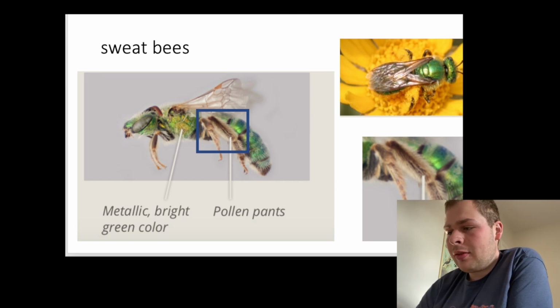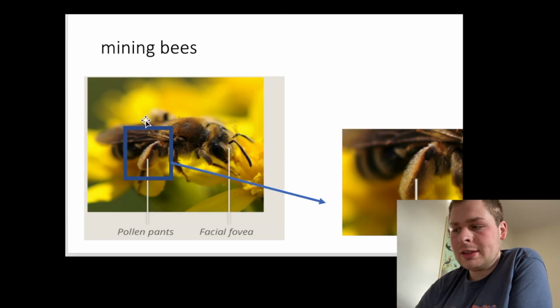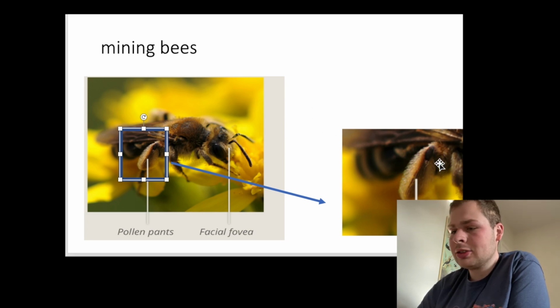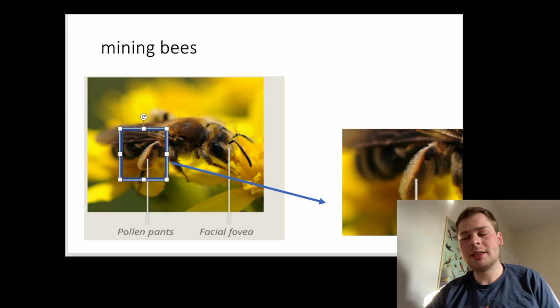And mining bees are very similar. There's just a few differences, but once again, they have pollen pants like this. They nest underground, and right here you can see all those hairs that carry the pollen along their legs. So sweat bees and mining bees are quite similar.